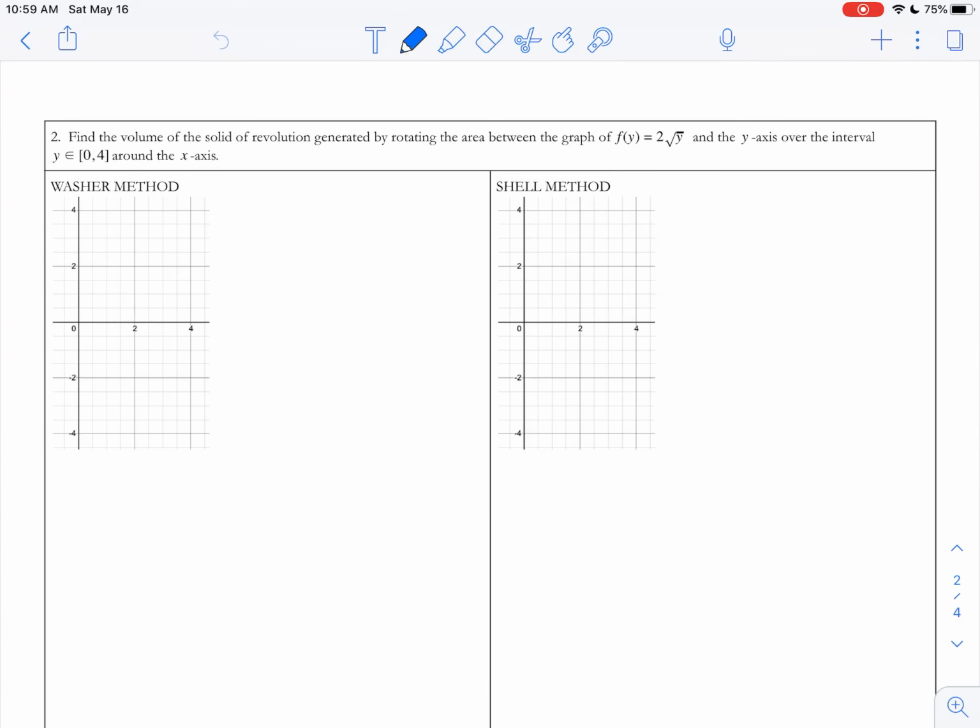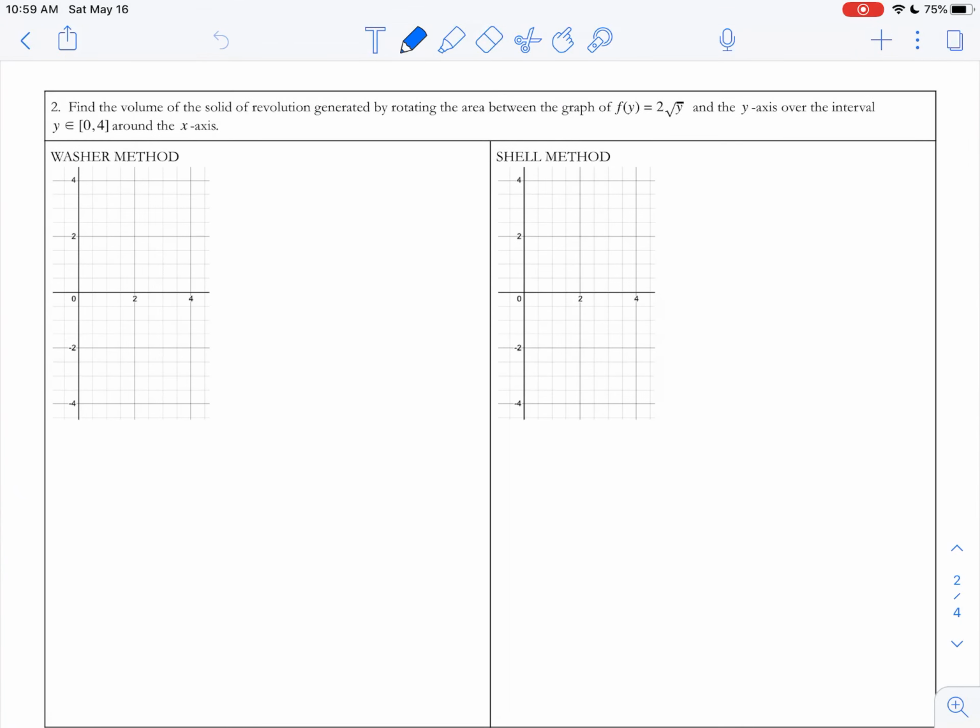Hi folks, welcome back to 6.3 practice. Now in this video we're going to take a look at question number 2 and we're going to approach it using washer method. To see the same question solved using shell method, please see video number 4.